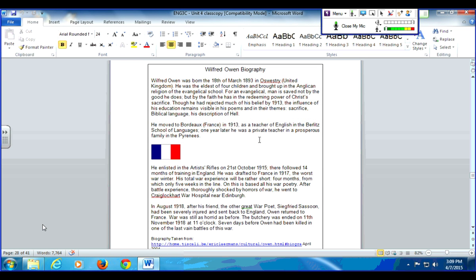So this was our poet who wrote it. It says Wilfred Owen was born on the 18th of March, 1893 in Ulster, which is in the United Kingdom. He was the eldest of 4 children and was brought up in the Anglican religion of the evangelical school. Now, for an evangelical, a man is not saved by the good he does, but by the faith he has in the redeeming power of Christ's sacrifice.